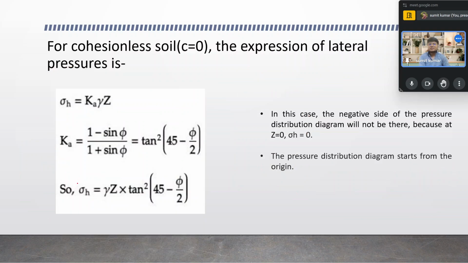For the cohesionless soil, when c equals 0, sigma h, that is k gamma z minus 2c root k, becomes k into gamma z, where k is (1 minus sin phi) by (1 plus sin phi), or tan square (45 minus phi by 2). So sigma h could also be written as gamma z multiplied by tan square (45 minus phi by 2). For this case, the negative side pressure distribution will not be there because at z equal to 0, sigma h equals 0. So the earth pressure diagram is triangular, starting from 0 at the top of the section, and it goes ahead if the soil property doesn't change throughout the depth.